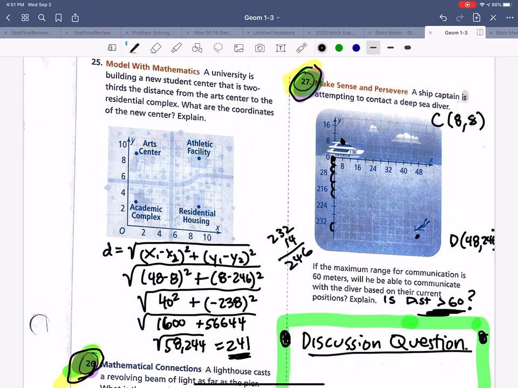That is way more than 60 meters, and I think that makes sense. Look at how deep here I am, 200 something in my depth. I'm way too deep. So my answer is, will he be able to communicate? No, he can't communicate. 241 is way bigger than 60.